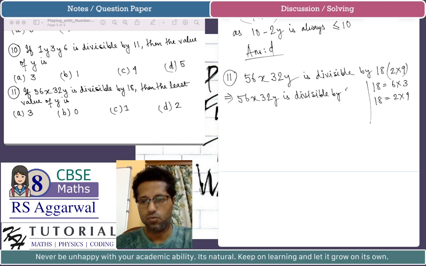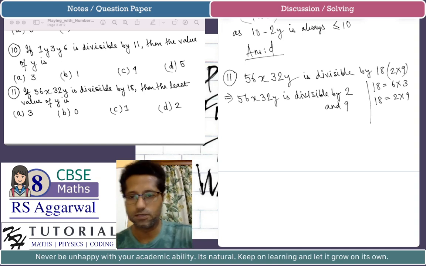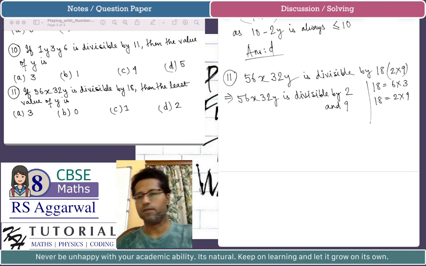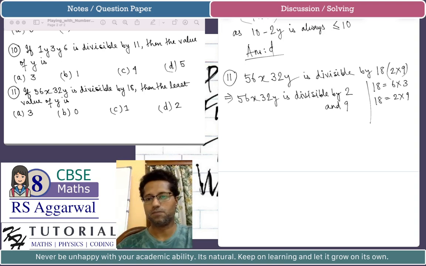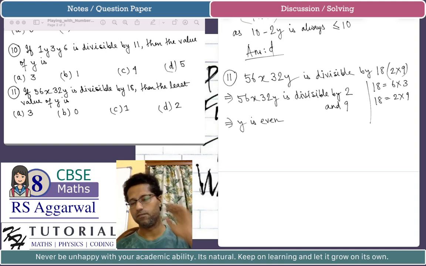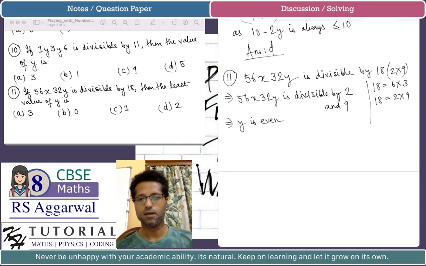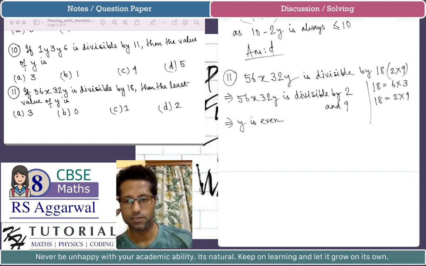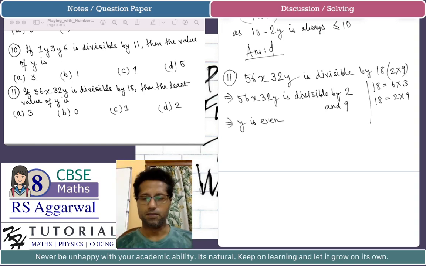Now if this number is divisible by 2, definitely the y, that is the digit at the units place, has to be even. So this implies that y is even. This is one result we have found, that the digit y at the units place of the given number has to be even, that is 0, 2, 4, 6 and 8, for the entire number to be divisible by 2. But the entire number will also need to be divisible by 9.